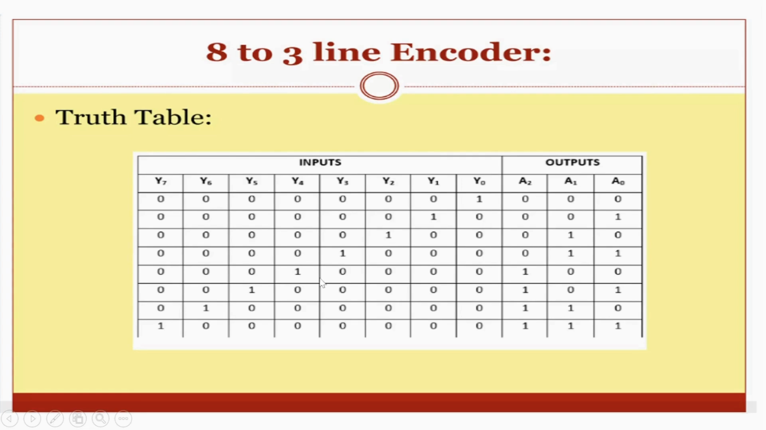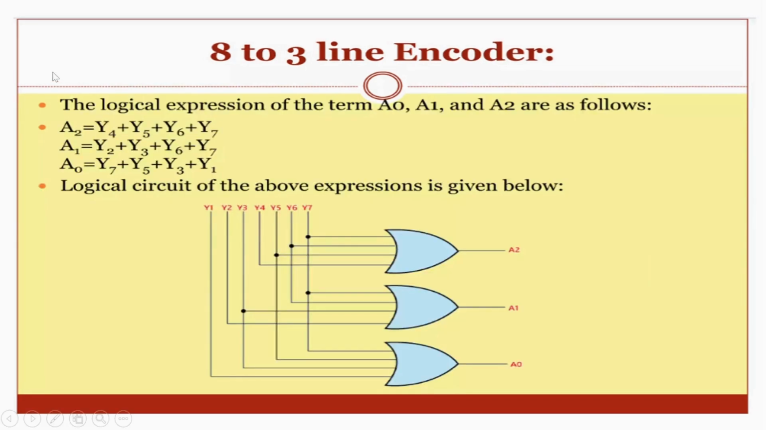Then we pressed 4, for that we got 1 0 0. Then we pressed 5, that's why we got 1 0 1. Then we pressed 6, we got 1 1 0. And finally we pressed switch 7, the binary value of 7 is 1 1 1, so we got 1 1 1. This is the truth table, so this is how it worked. Now we'll see the logical expression and the circuit diagram for this 8:3 line encoder.